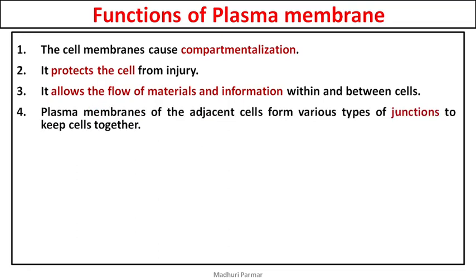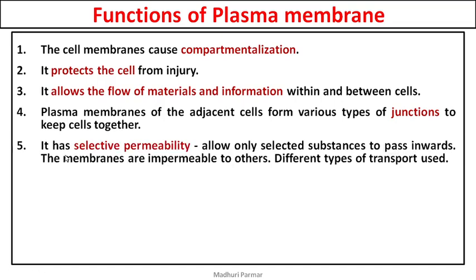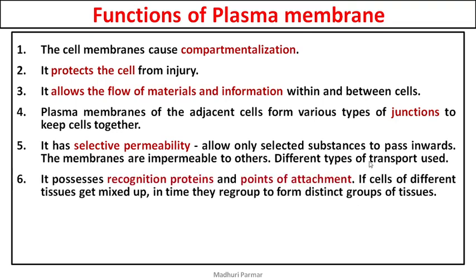Plasma membranes of adjacent cells form various types of junctions. We saw 4 types of junctions: tight junction, desmosomes, then gap junction and plasmodesmata. It is selectively permeable, that is, it will allow only selected substances to pass inwards. The membrane is impermeable to other molecules. Different types of transports are used, which we just discussed.